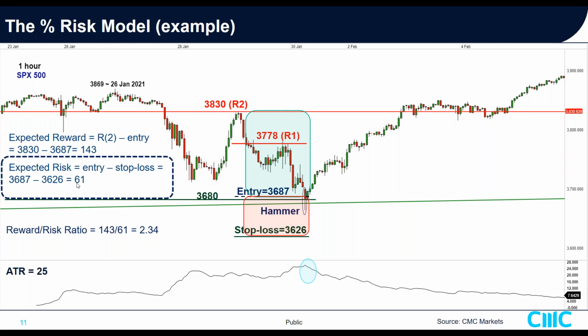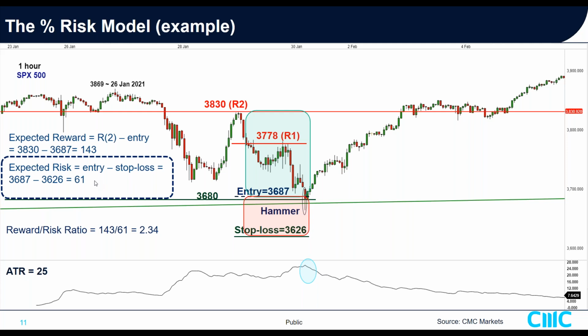The entry minus the stop loss over here will be my risk per trade. That means if I take this trade and I'm wrong, this is a bullish trade setup, and instead of going up it comes down and hits the stop loss level, which is 3626, I will lose 61 points or 61 ticks for this particular trade.